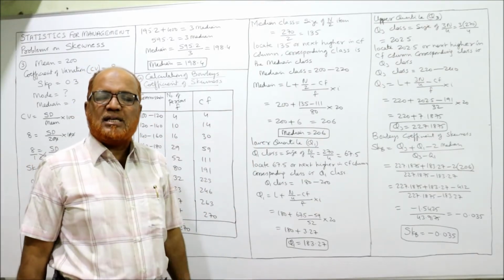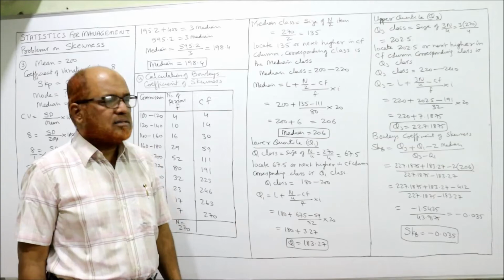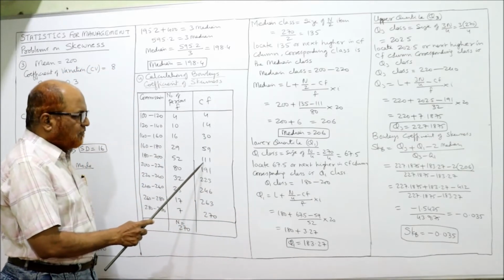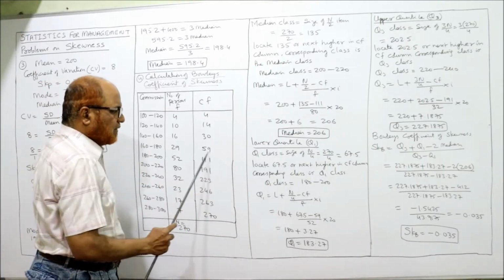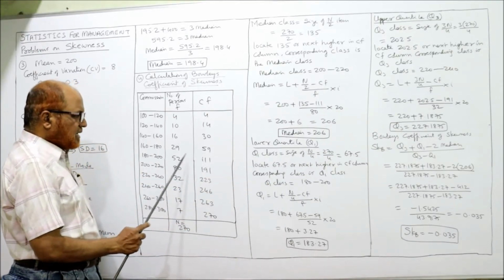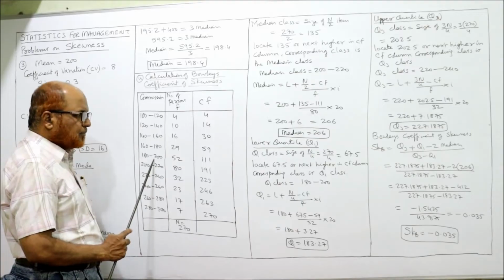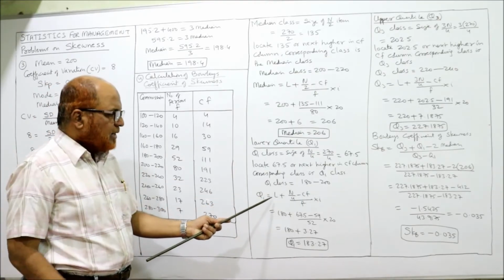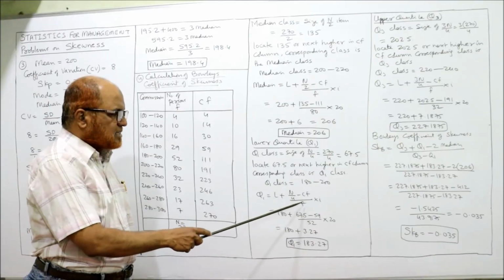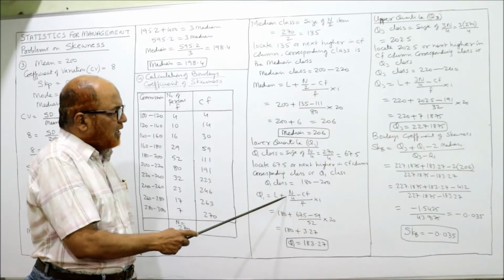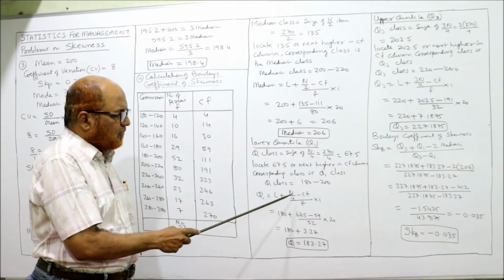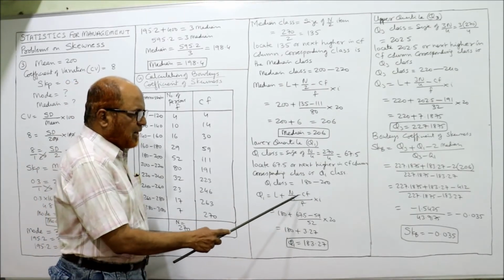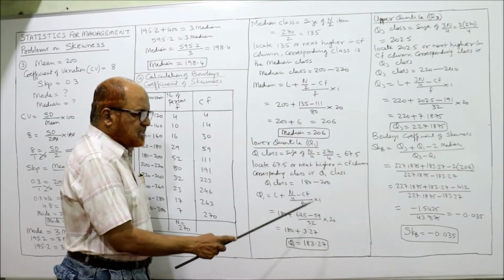Now locate 67.5 or the next higher in the CF column. The corresponding class is the Q1 class. So for 67.5, the next higher is 111. 111 is higher than 67.5. So what is the class interval here? 180 to 200. So 180 to 200 is the Q1 class. Now Q1 is equal to L plus (n by 4 minus CF) by F into I. Same formula. Here denominator 2, here denominator 4. That is the difference.